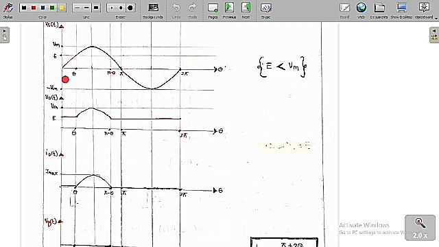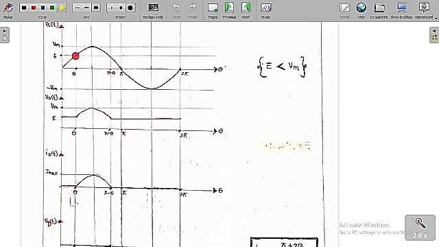As I have already told you, whenever Vs is less than E, the diode is off. Whenever the diode is off, what is going to happen? Then the output current is equal to 0, and the output voltage is equal to E. Therefore, for this region, the output voltage is equal to E and the output current is equal to 0.